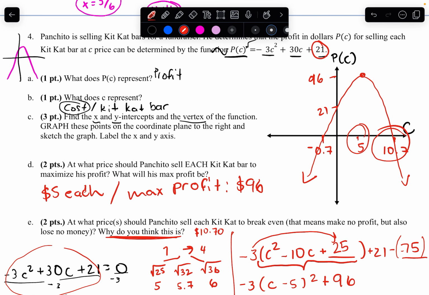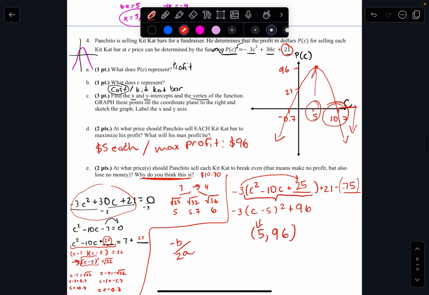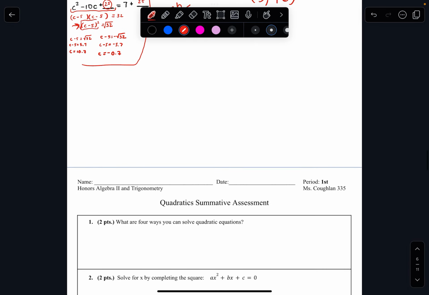If he sells them at $5, he's going to make profit. Now, if he goes past $10.70, he's actually going to be losing money. He's going to be selling even less, which means that he will not even make up the cost of money that he spent getting those Kit Kats. So that would be the answer for that. Why do you think this is? And I would do the essay question in a separate video.